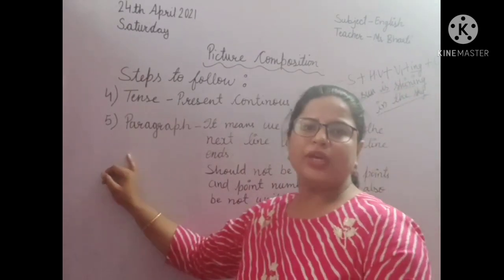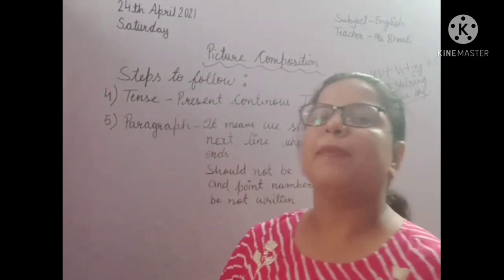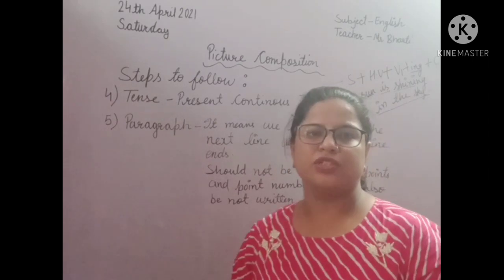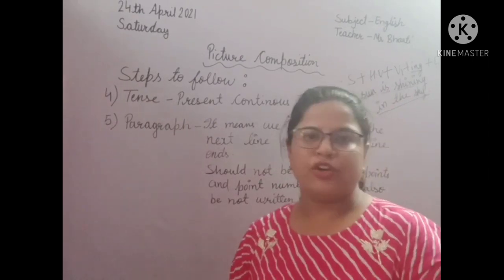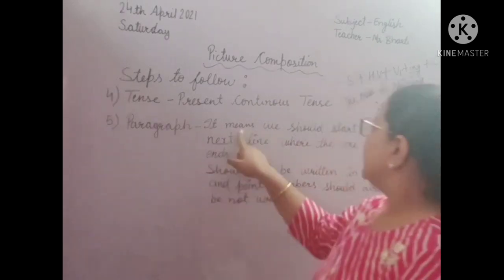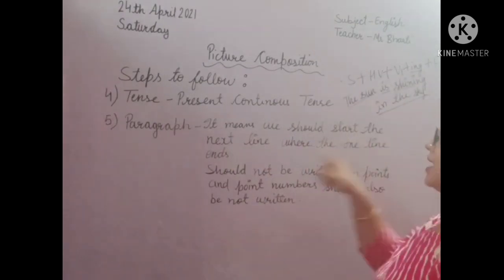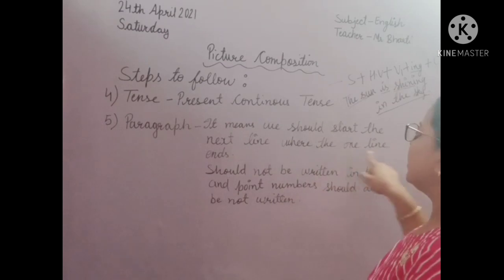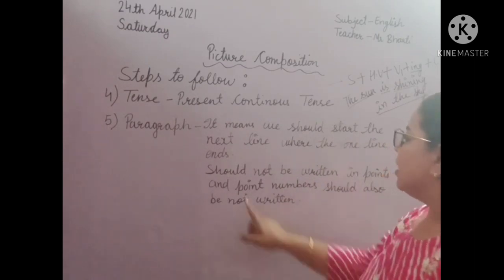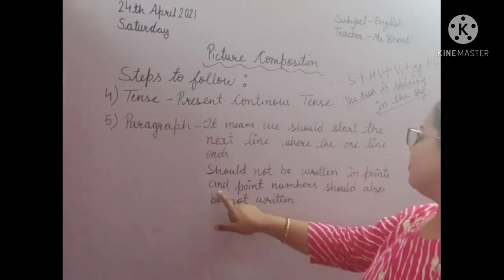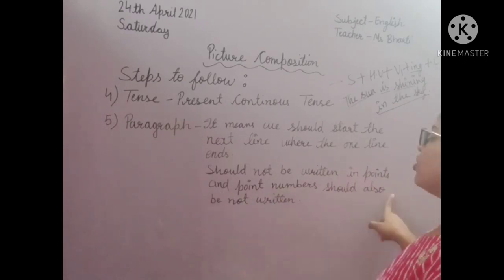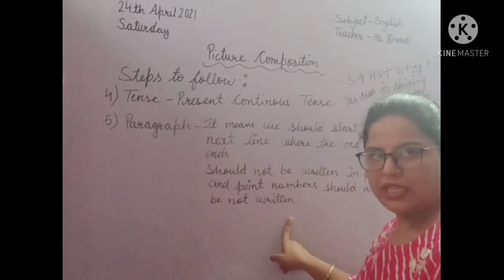Okay, our next step is paragraph. A picture composition should always be written in a paragraph and not in points. It means we should start the next line where the one line ends. A picture composition should not be written in points, and point numbers should also not be written.